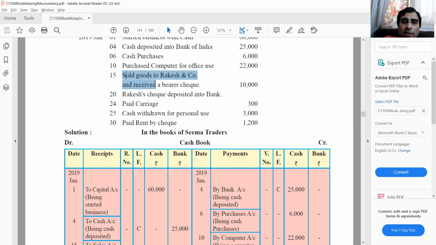Sold goods to Rakesh and received a bearer check. So you received a bearer check means you will get cash. You have to go to the bank and withdraw that cash. So bearer check is an exception. You will always consider that as you received cash.